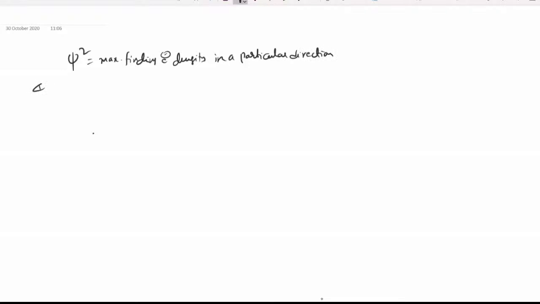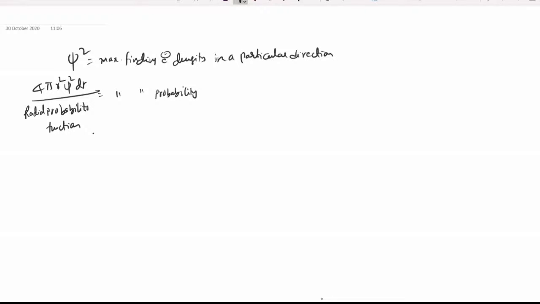Next, we have 4 pi r square psi square dr. This is called the radial distribution function, or radial probability function. What is the meaning? Have you heard this word or not? Generally, you have used this one only. This means the maximum finding probability.